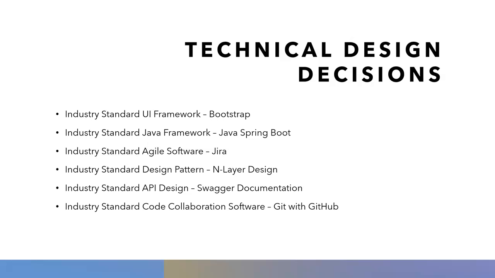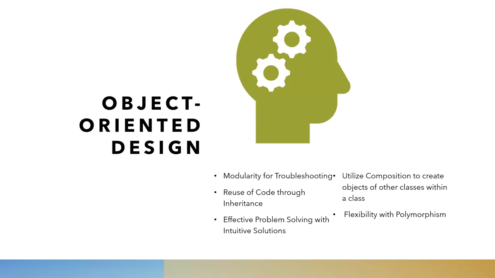For our design pattern, we're using N-layer design. For API design, we use Swagger. And for code collaboration, we use Git with GitHub.